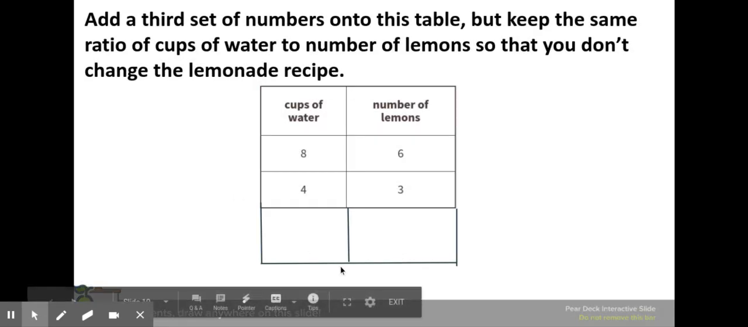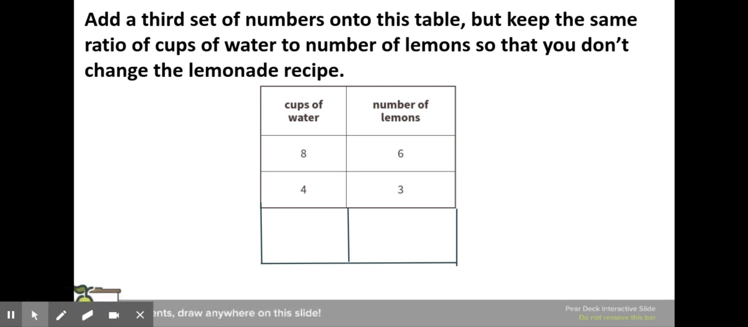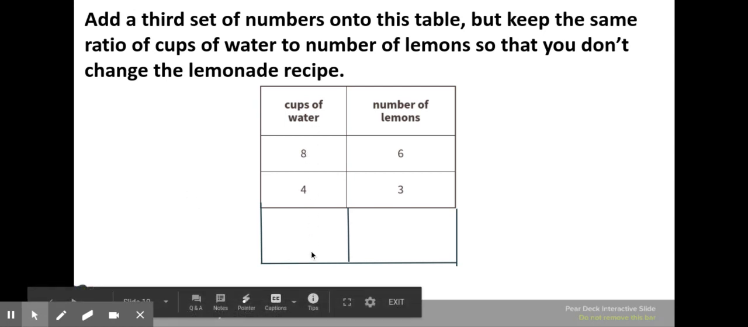Okay, so we have that same problem here. I want you to type in another pair of numbers that can keep the same taste of lemonade. So you're not changing your recipe, right? You're just changing the size. You're changing how much lemonade you make. Make sure you type in the cups of water number first and then the number of lemons second.